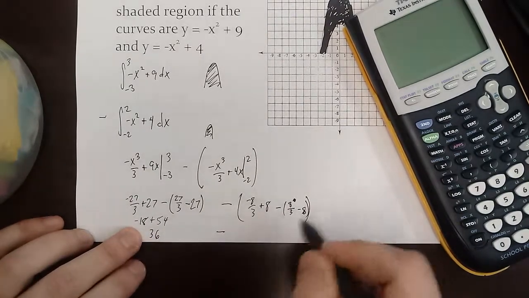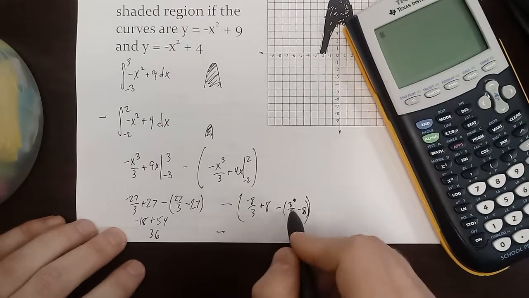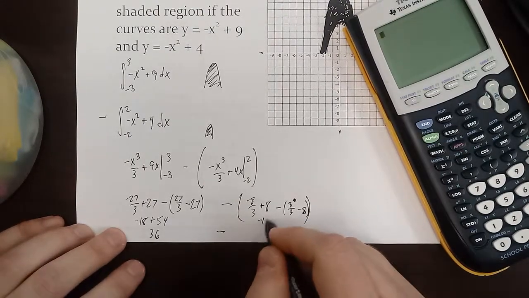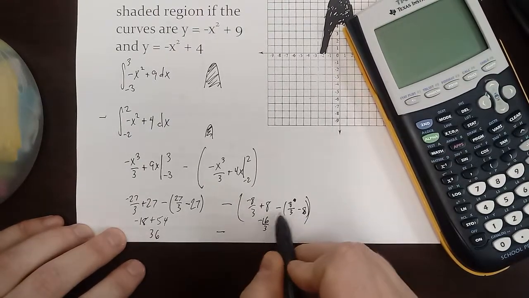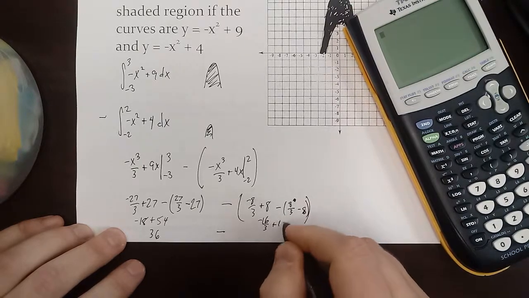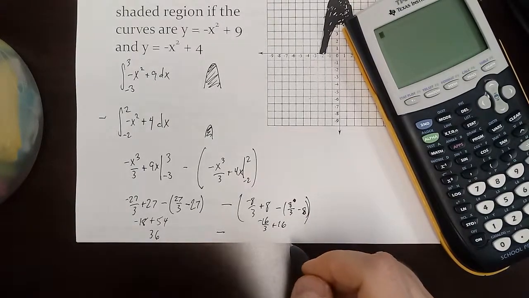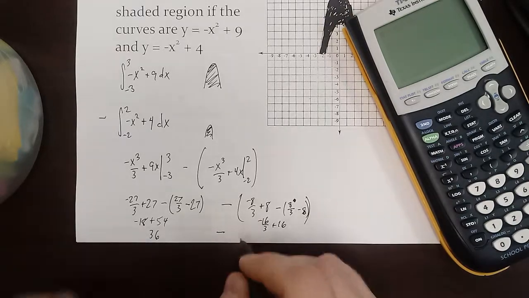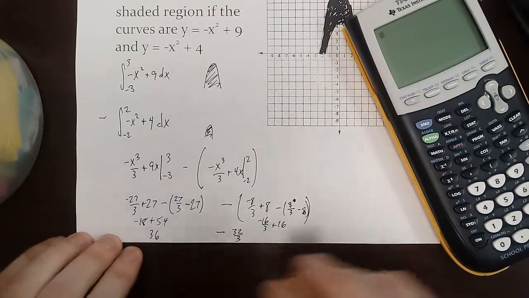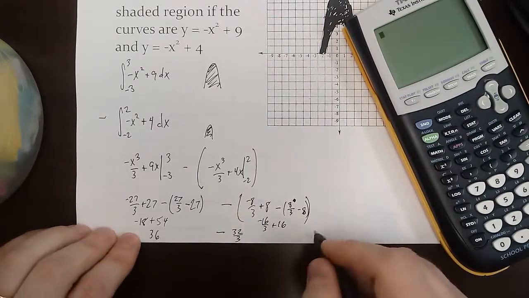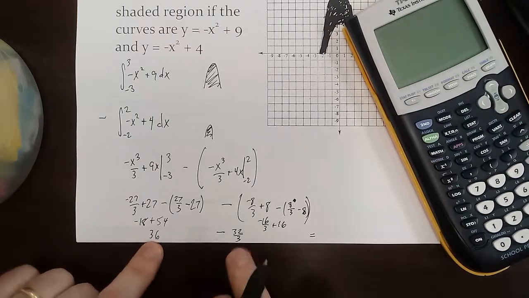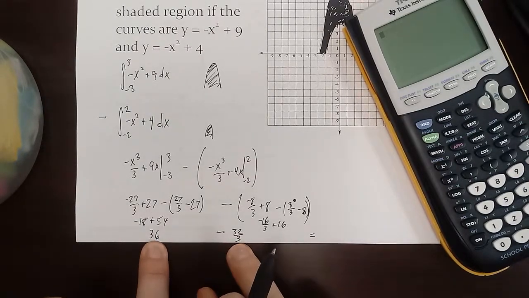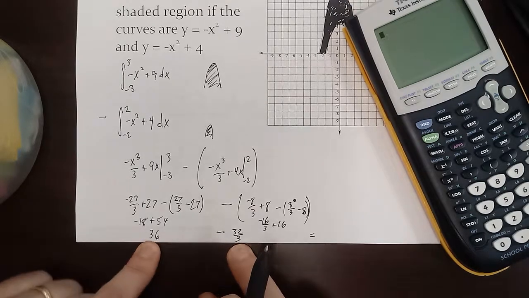And then we're going to be subtracting whatever we get in this one. So we're doing negative 8 thirds twice, that's negative 16 thirds. Plus 8 plus another 8 is plus 16. That's 48 thirds minus 16, 32 thirds. So I got 36 minus 32 thirds. So if I multiply this by 3 over 3 to get the same denominator, it's 108. So 108 minus 32, 76 thirds.